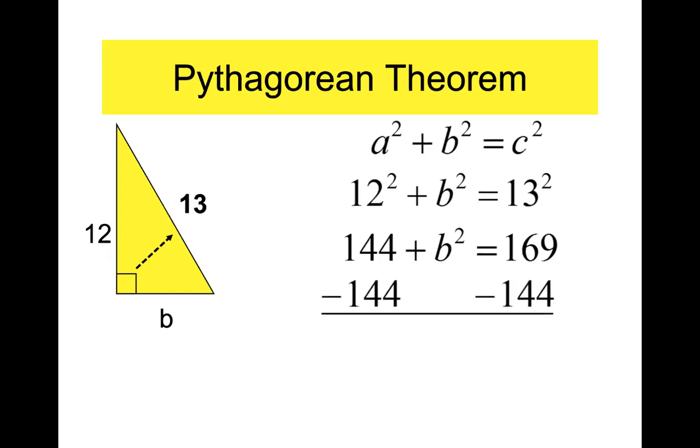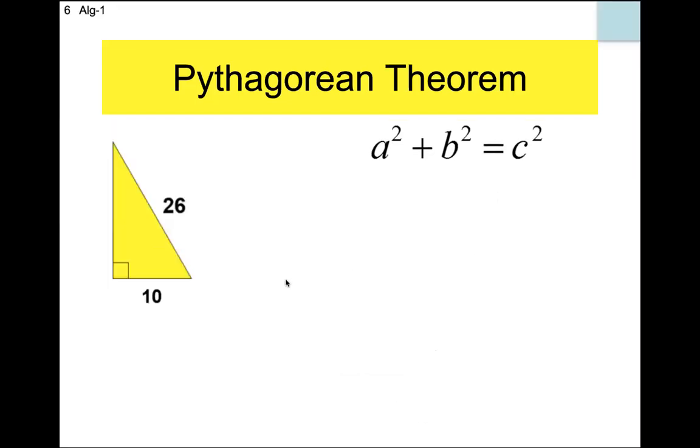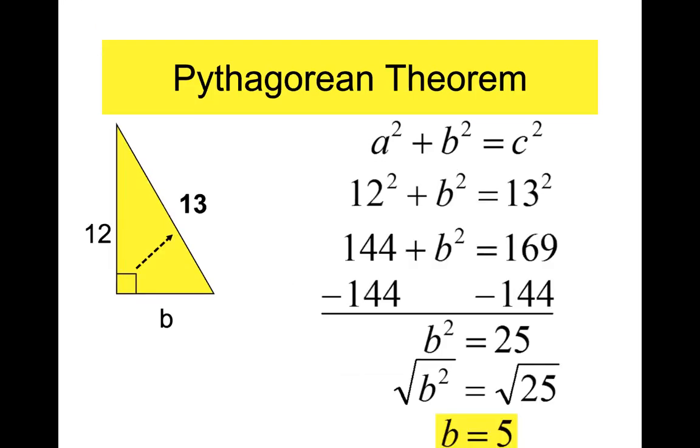So I subtract 144 from both sides. Let's see, that gives me 25. Oh, there's that 25 again. Very popular. We take the square root of both sides. We get B is equal to 5. Done. By the way, this is the same problem as the previous one. I just made the B value the one that was missing.